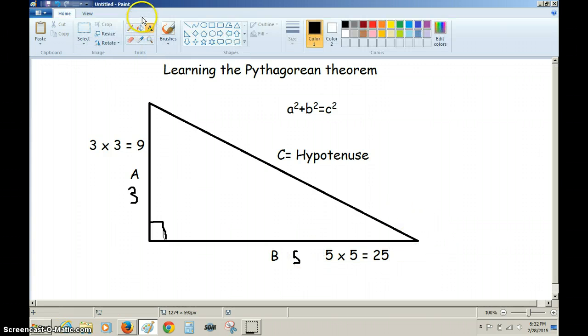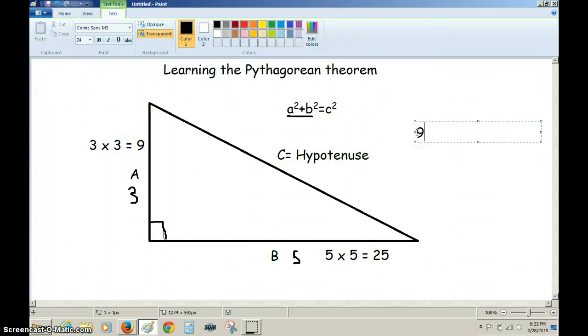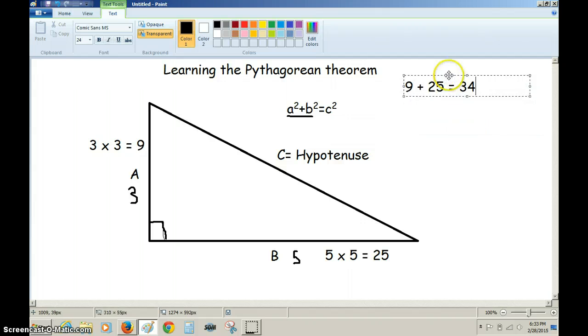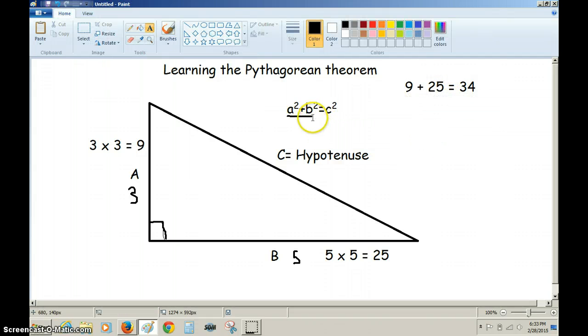So now we did A squared plus B squared. We did these two parts right here. And we have to add them. We didn't add them yet, we only squared them. So we're going to do 9 plus 25, and that would give us 34. And now we have A squared plus B squared is equal to 34. We didn't do the C squared part yet. But 34 is equal to C squared.